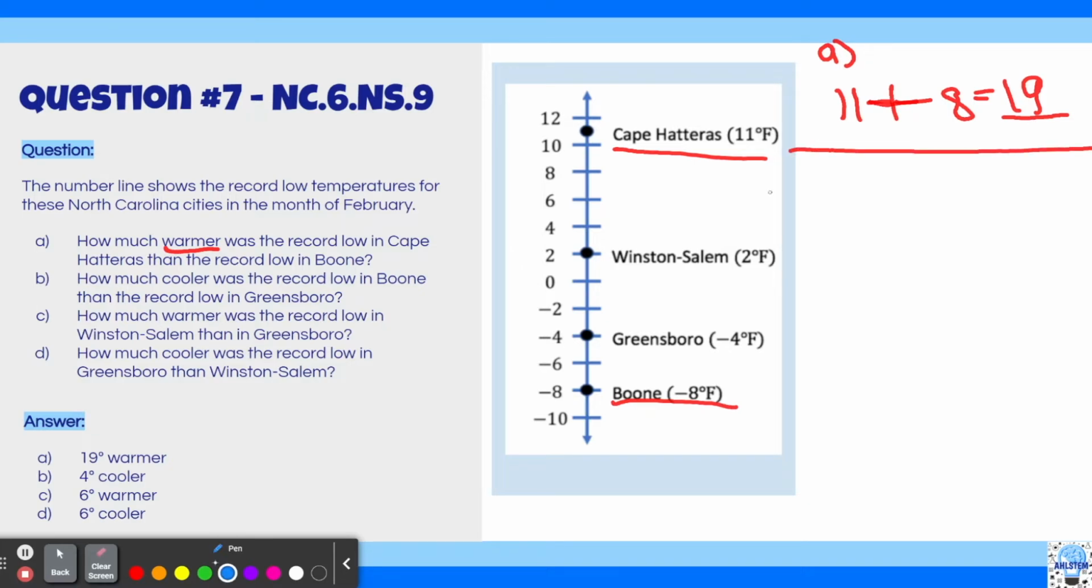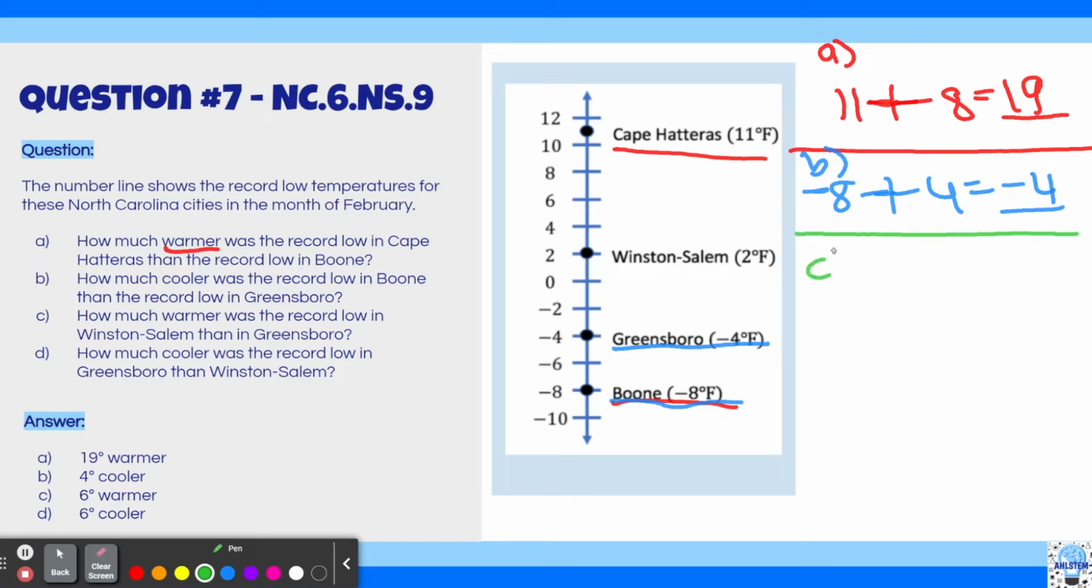Now let's do number 2. Letter B. How much cooler was the record low in Boone than the record low in Greensboro? So here, we actually have to still find the difference. Yeah. So we have to find the difference between Boone and Greensboro. So we do negative 8 minus negative 4. 2 minuses make a plus. And our answer is negative 4. That looks good to me. Okay.